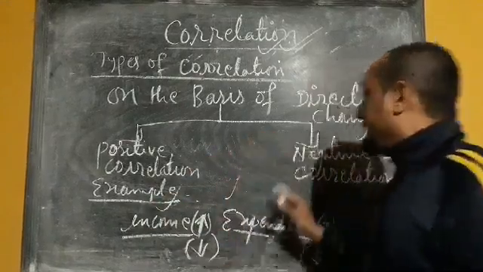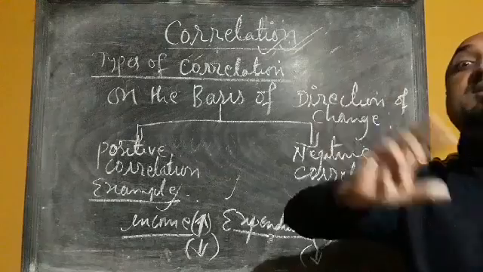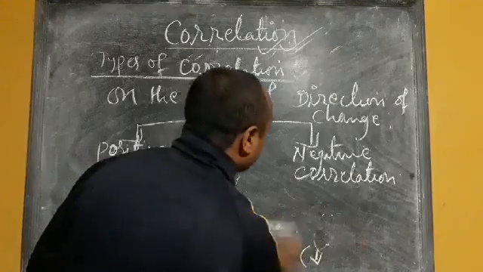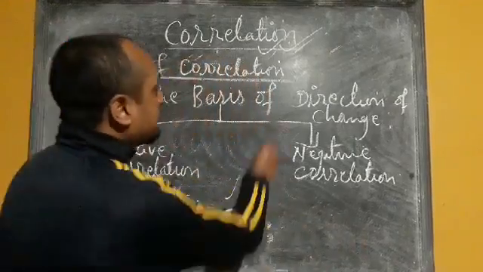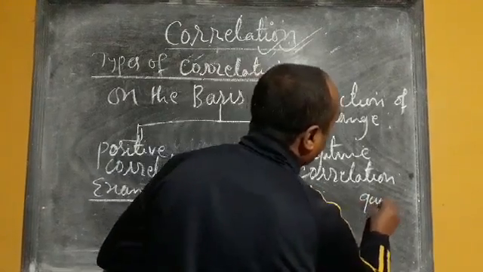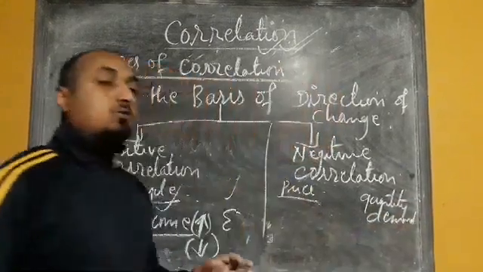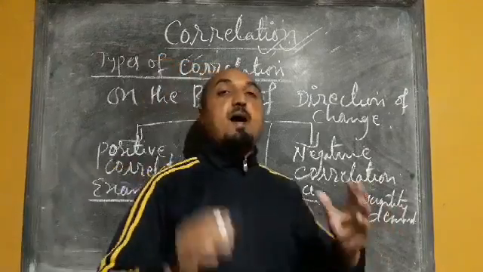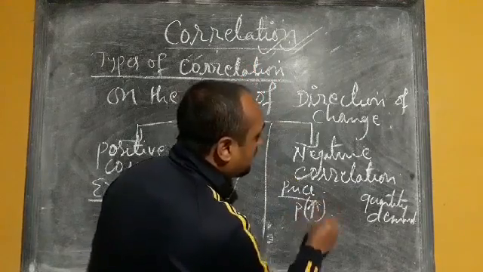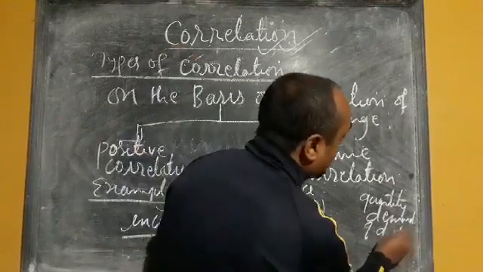Now I will explain negative correlation. What are the variables that have a negative relationship? Here we can take the example of price and quantity demand. Price and quantity demand have a negative relationship. That means if price increases, quantity demand, which we represent by QD, will decrease.